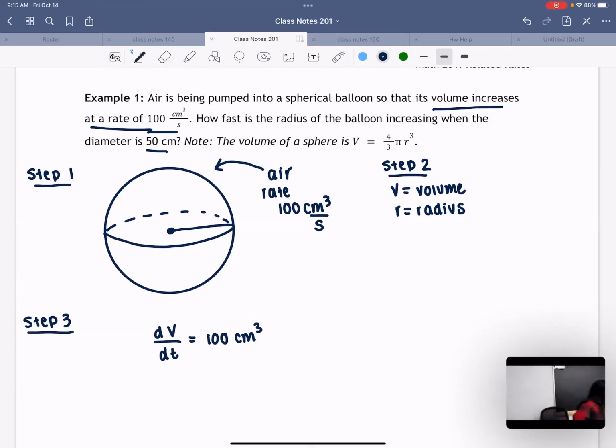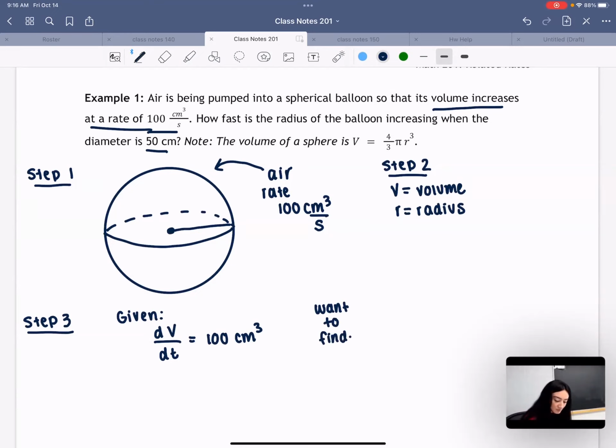All right, and this is something that the question is giving us, right? So we are given this. Okay. Next, we want to find something, right? So we want to find something.